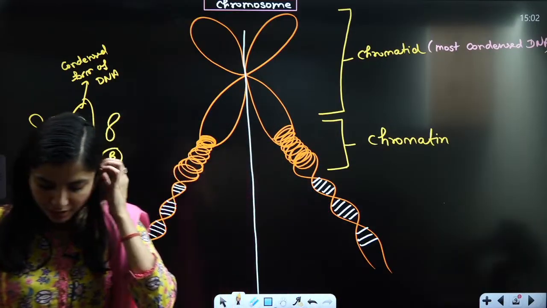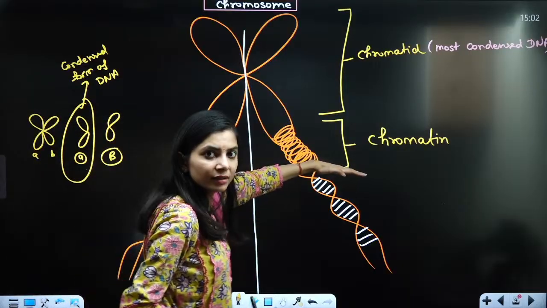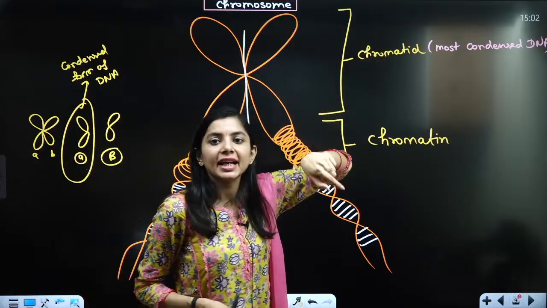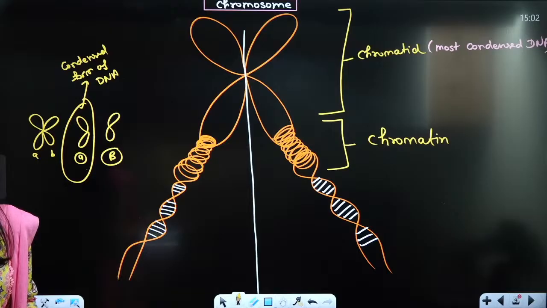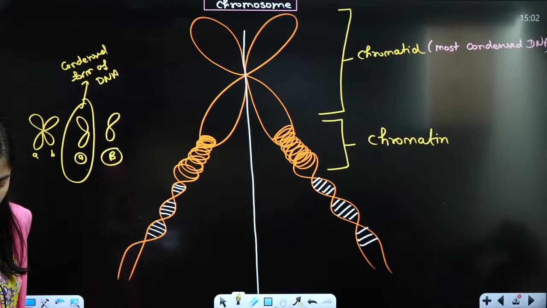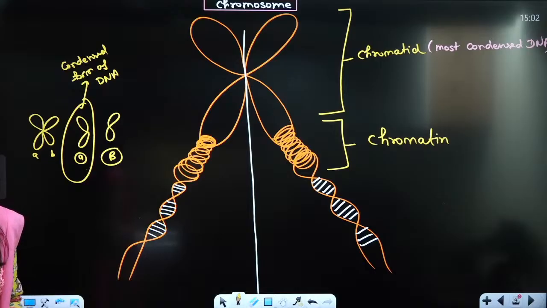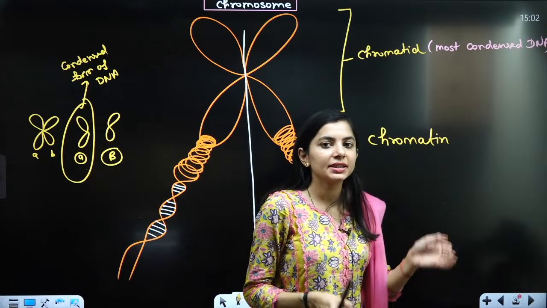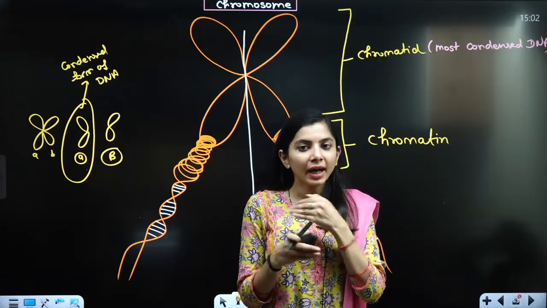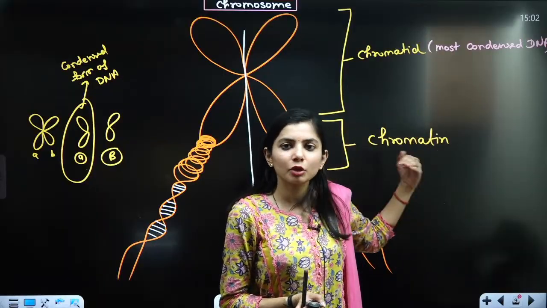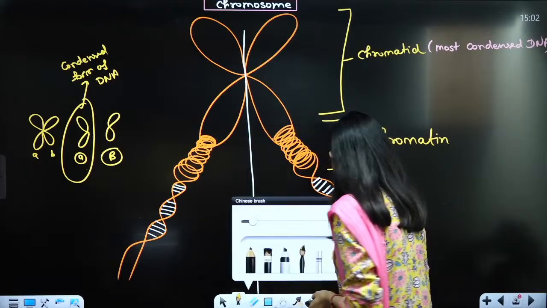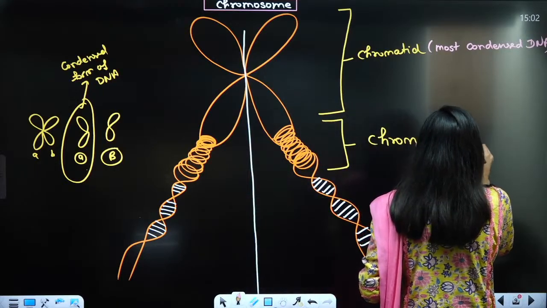So just answer me. Chromatin is part of chromatid, yes or no? Yes, very good. Now there is no difference between the chromatid and chromatin, other than the structure. So chromatid is the most condensed, chromatin is less condensed. So it is nothing but the less condensed DNA.